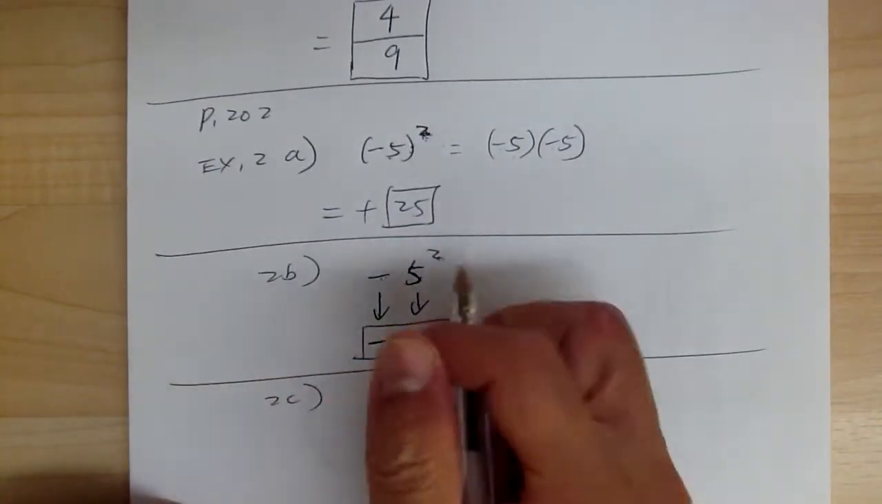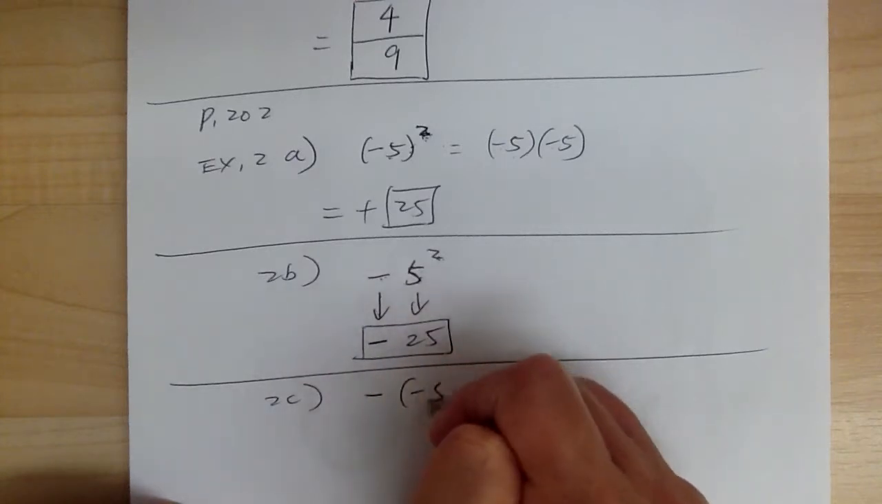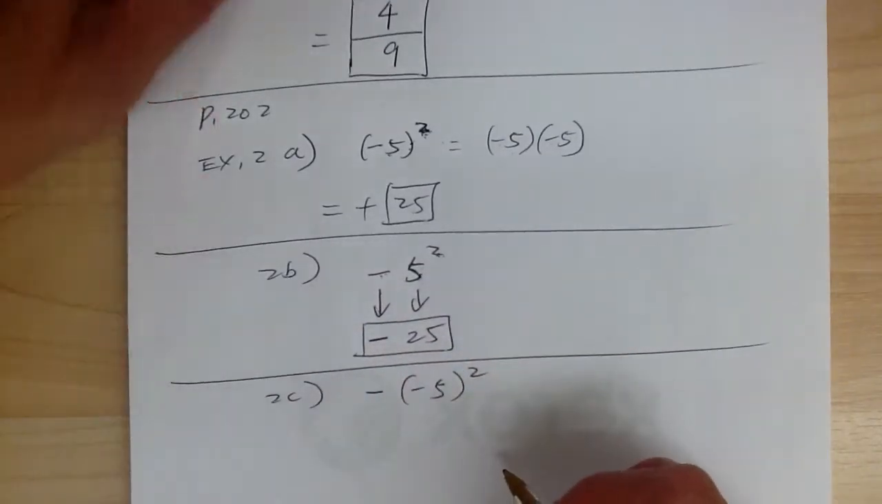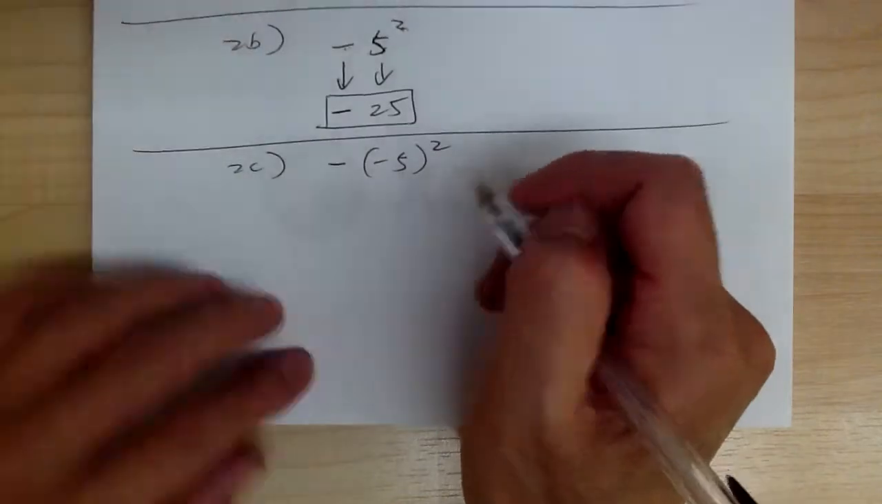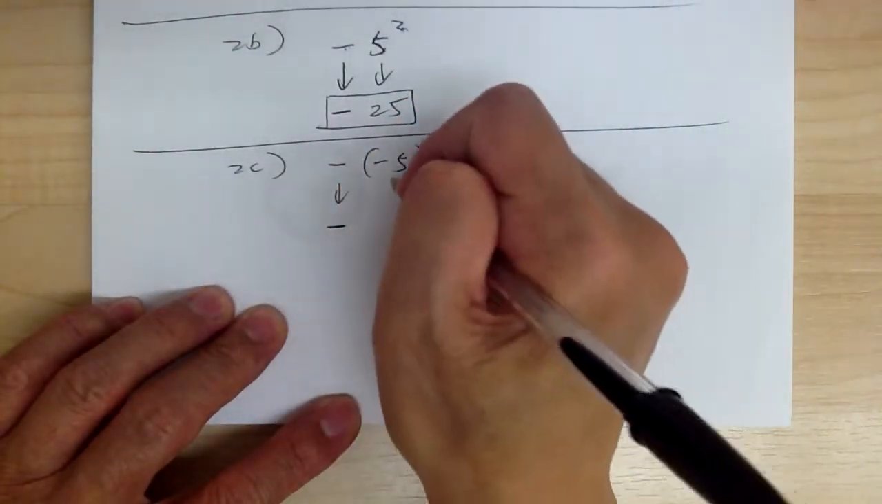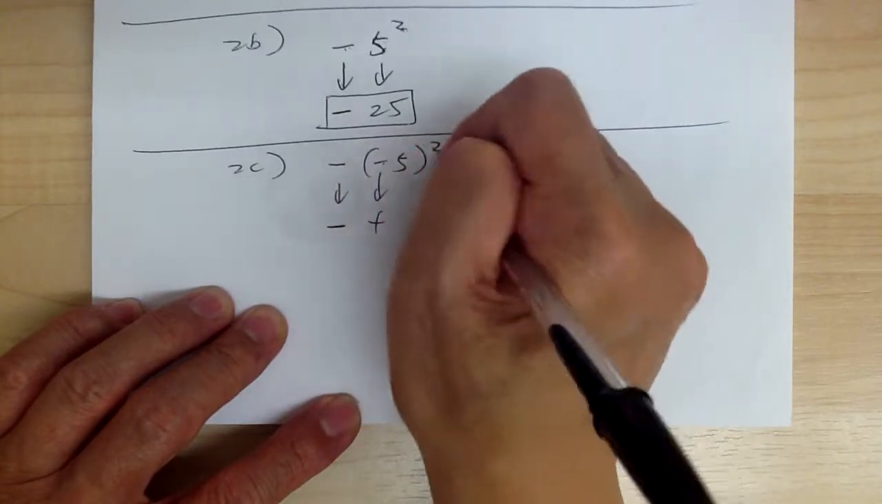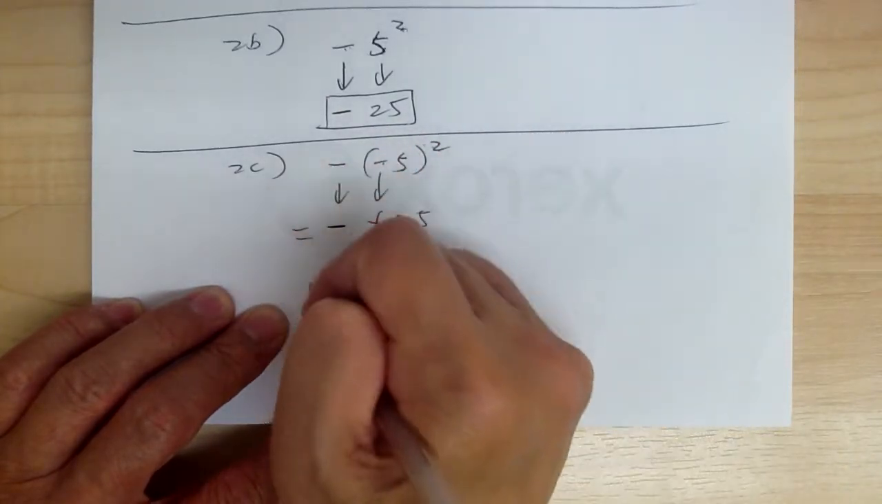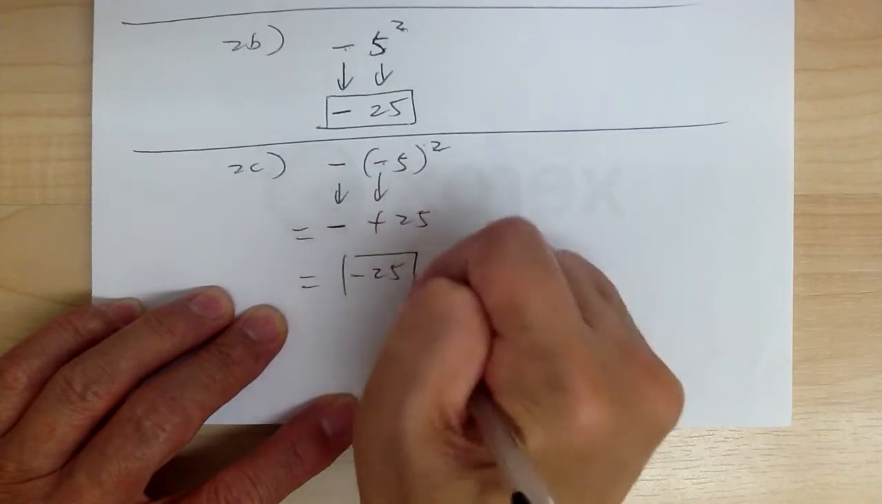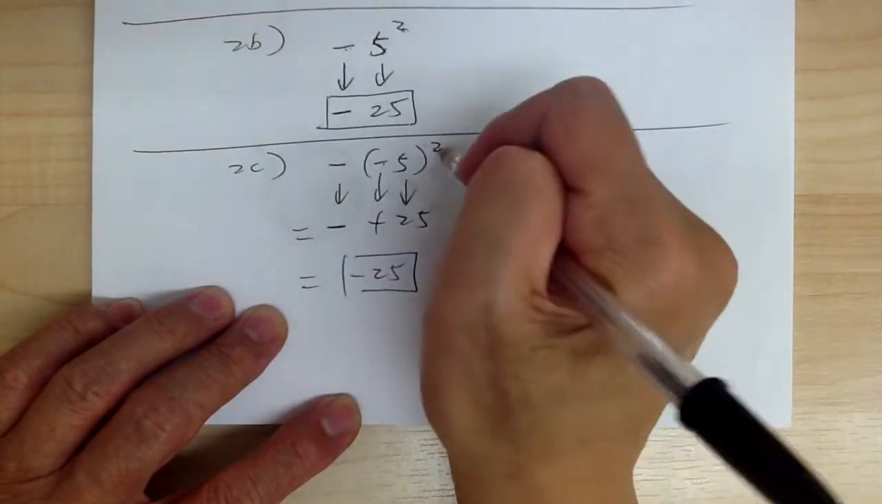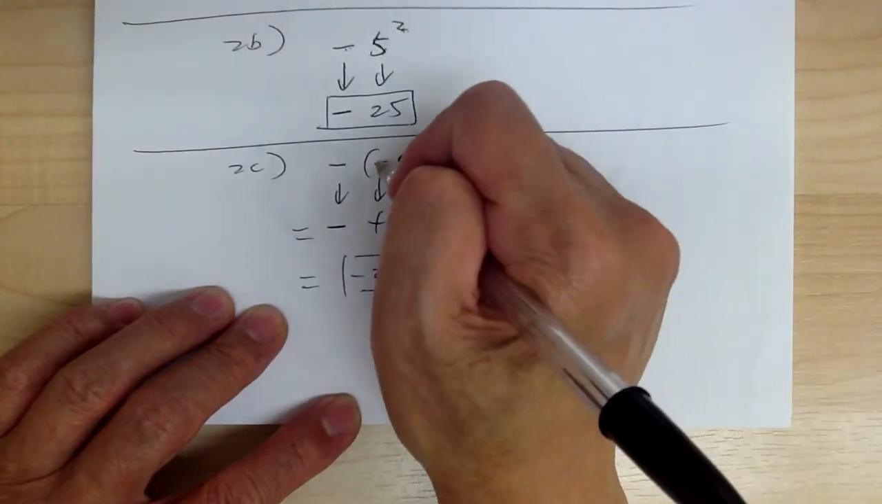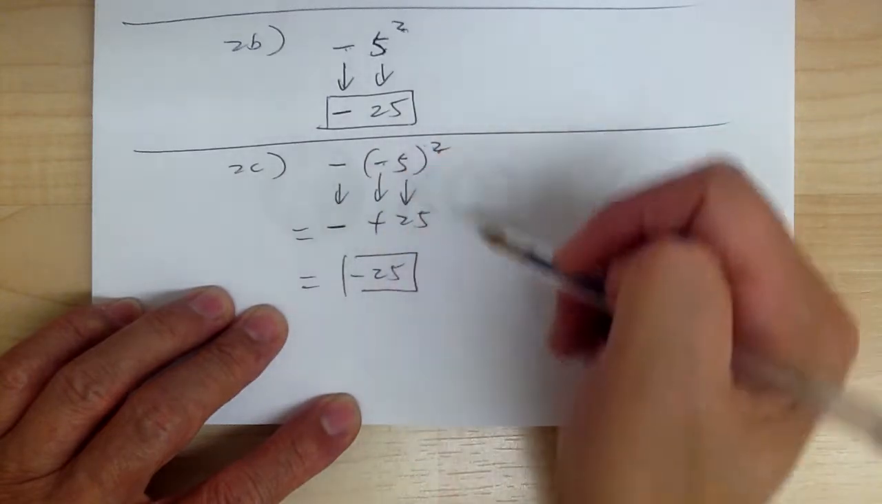Okay, let's go to 2c. You have negative (-5) squared. So you have to follow through. So this one is negative, and this one, negative squared is positive, 5 squared is 25, and so this is equal to negative 25. Right? So just follow it through. So again, this is for the negative, and it's also for the 5.